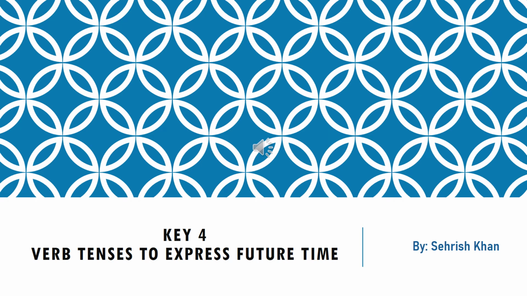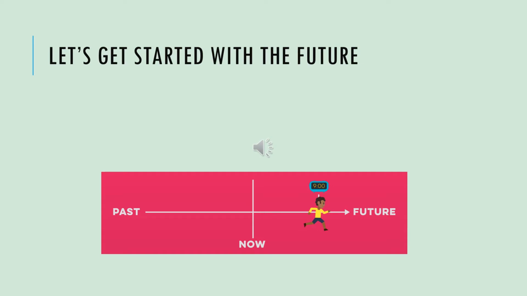My name is Sarush Khan and today we're going to talk about the verb tenses to express future time. When we talk about the future, the first thing that comes to our mind is basically the will plus verb structure, but the irony with this structure is that it is rarely used. The more commonly used structures are the be going to structure or the present progressive structures that we use for future actions. There are other two tenses that are used for future.